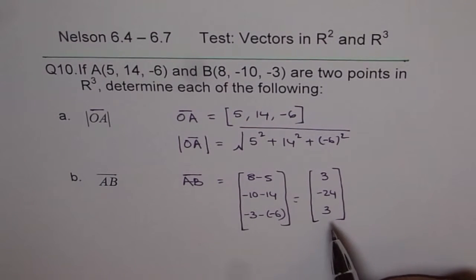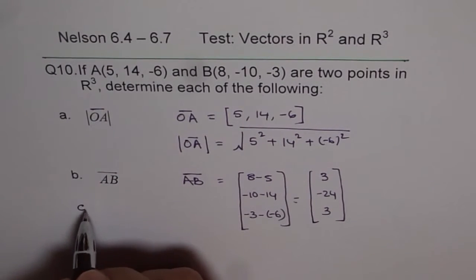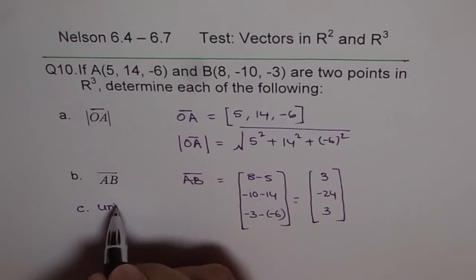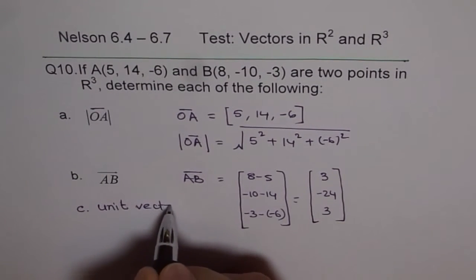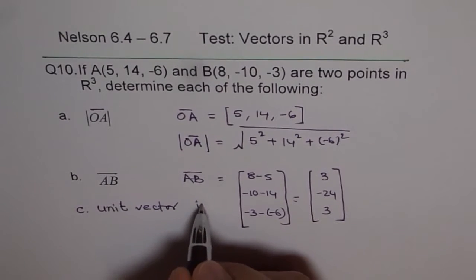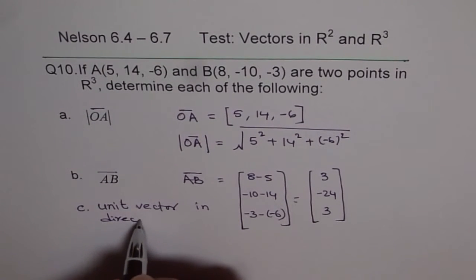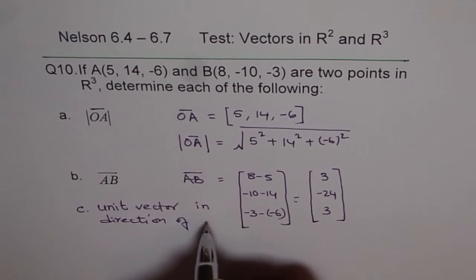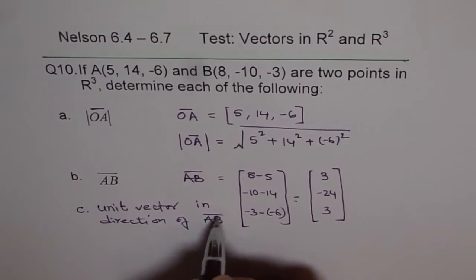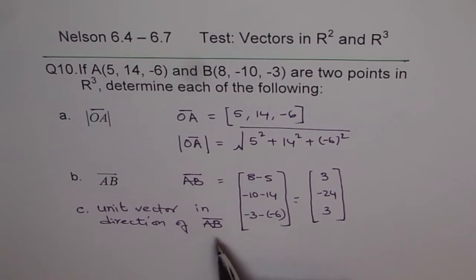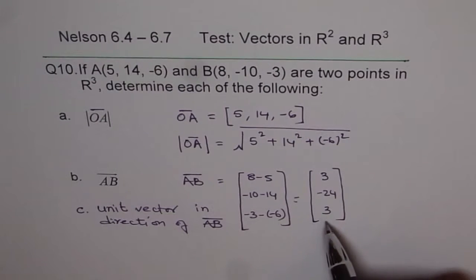As an additional problem, now what you can do here is find the unit vector. So calculate the unit vector in the direction of vector AB, right? So you can add this and then solve it. So for the unit vector, you find the magnitude and divide this vector by the magnitude, right, to get the unit vector, right? I hope that gives you a good review of what you have learned so far.